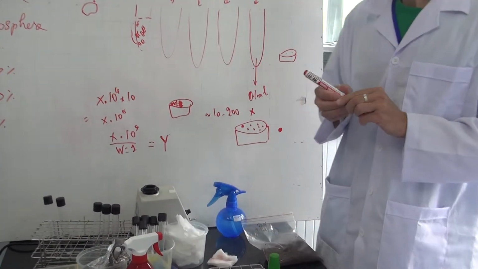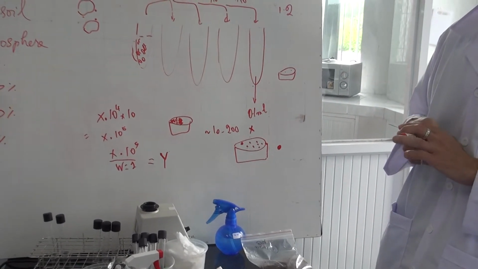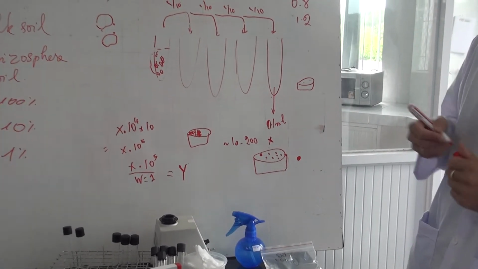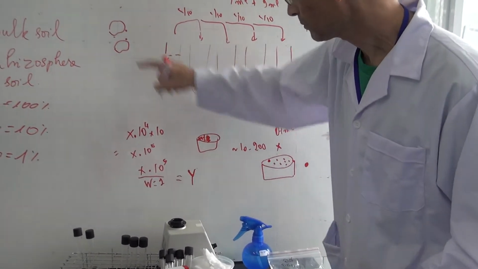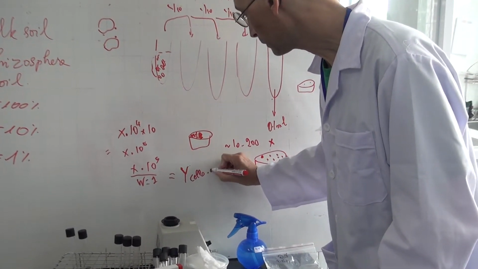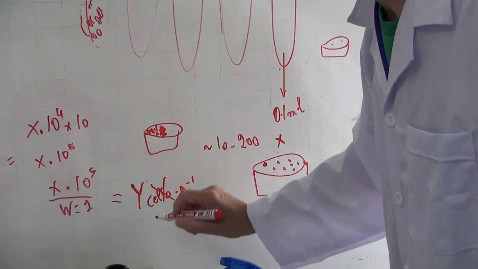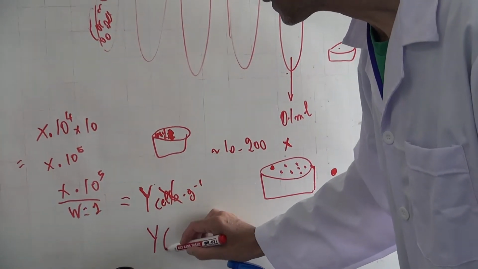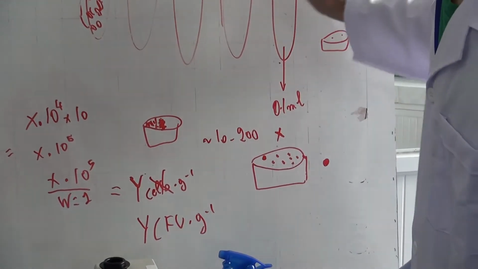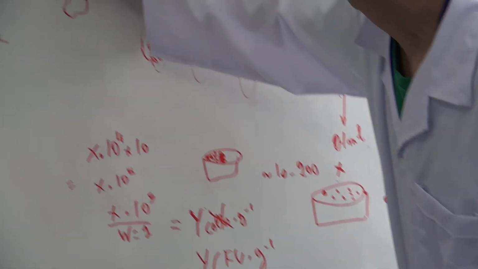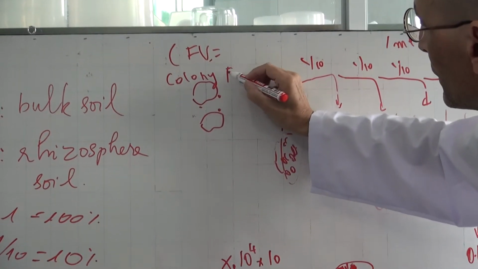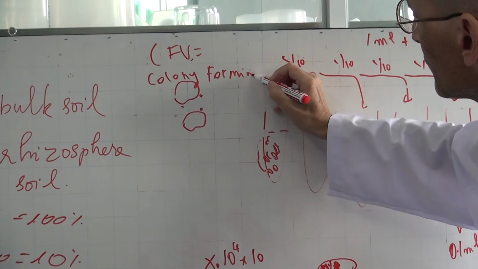Nếu mình nhìn kỹ hơn, ví dụ như hai cái tế bào đơn nằm sát nhau quá, lúc mà nó phân chia, nó nhân lên thì nó sẽ bị chồng lên nhau. Okay? This is why you don't finally say this is Y cells per gram of soil. You don't say that, but you say Y CFU per gram of soil. And CFU meaning colony forming unit.